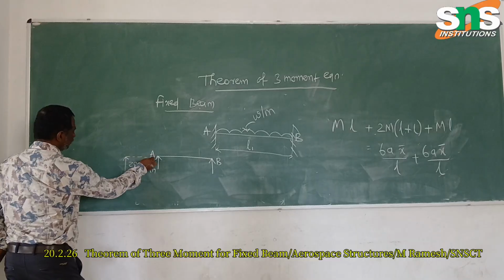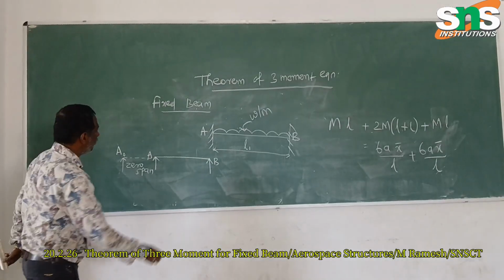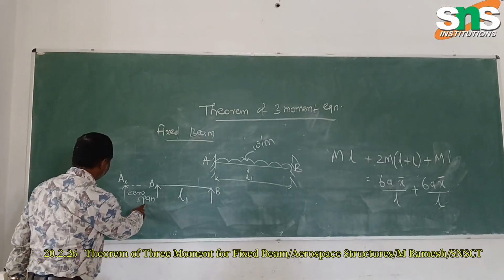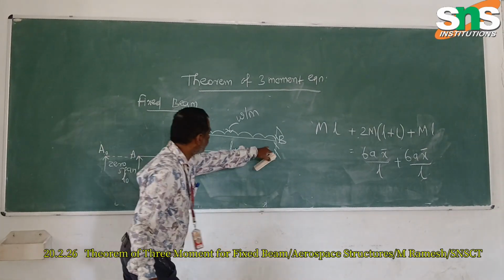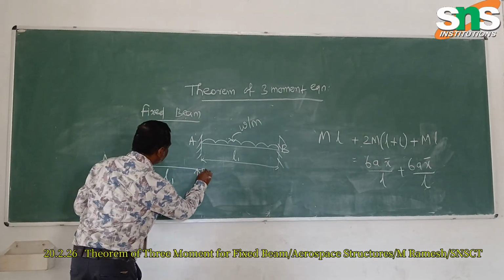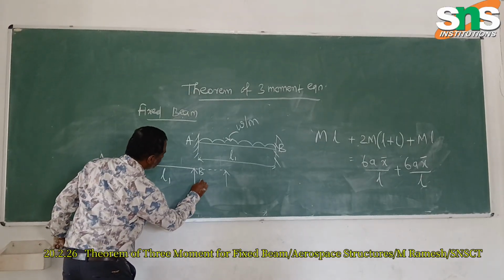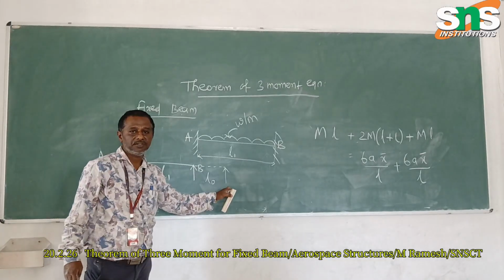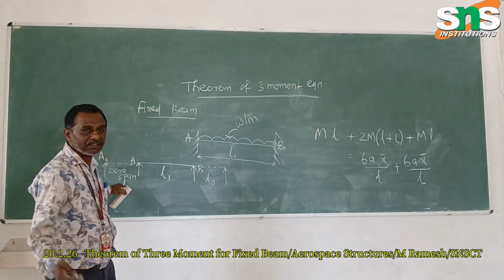Let's take this as A0, as convenient, and this is L1, and this is L0, the zero span. The support B also is considered as simply supported, but we extend an imaginary region on this side as well, which is also L0. So it is a dummy support, and here the length is 0. So L0 is equal to 0, and here also L0 is equal to 0 only.